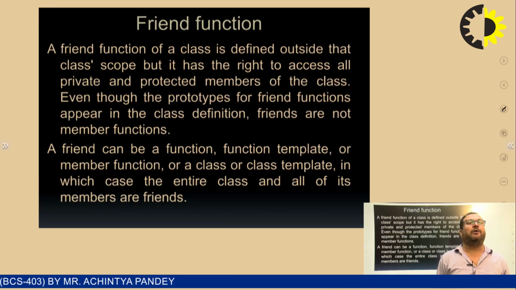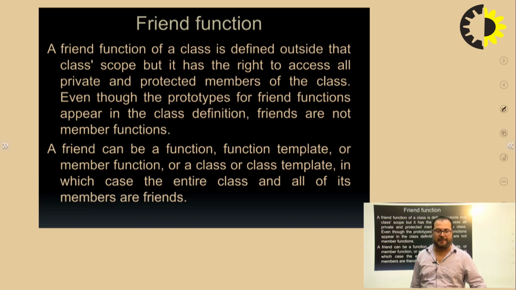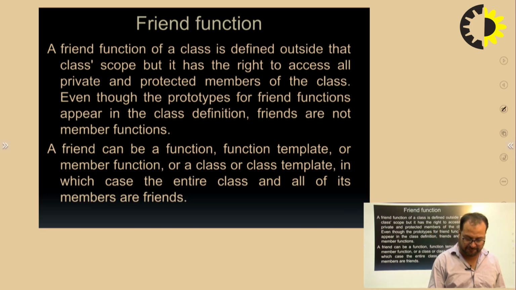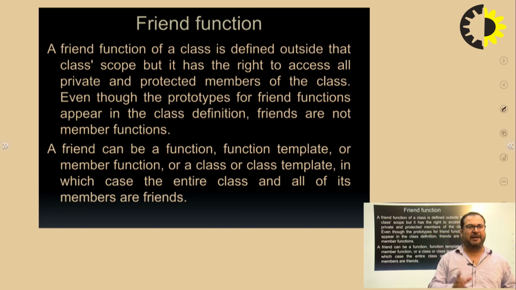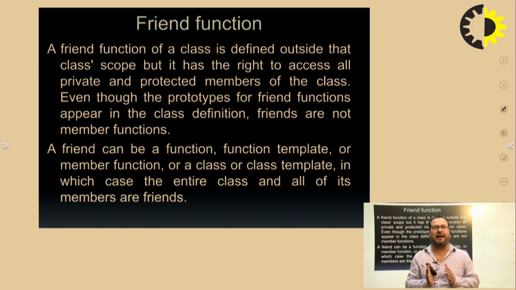Now, the second type of category is friend function. So what is a friend function? In C++, we could use the friend function. See, a class contains member variables and functions. A class will have data and functions. The data or variables are called member variables and the functions are called member functions. So a class contains member variables and member functions.